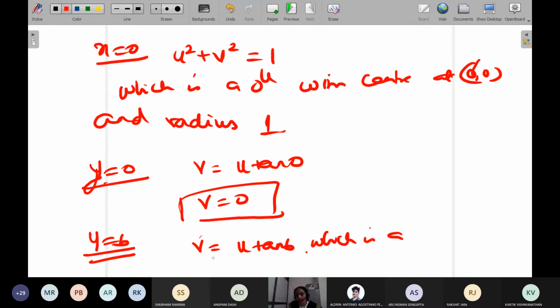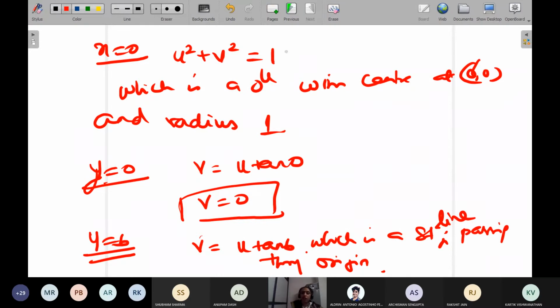What does it represent? A circle, a straight line, or any other curve? What is this: parabola, line, hyperbola? Very good. It is a straight line passing through the origin. Please write down: which is a straight line passing through the origin.